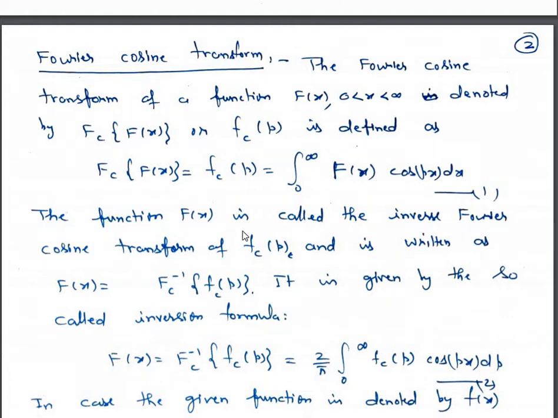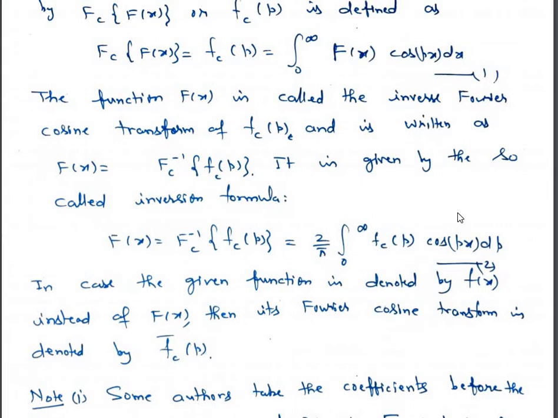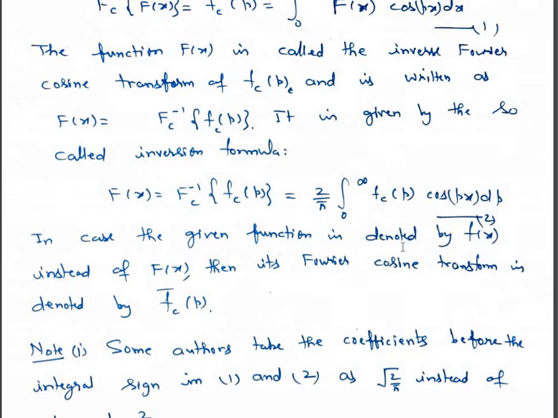Like we have done before, the function capital F(x) is called the inverse Fourier cosine transform of F_c(p) and is written as F(x) is equal to F_c inverse F_c(p). It is given by the so-called inversion formula. Capital F(x) is equal to F_c inverse F_c(p), which is equal to 2 upon pi, integral 0 to infinity F_c(p) cos px dp. In case the given function is denoted by f(x) instead of capital F(x), then its Fourier cosine transform is denoted by F_c bar p.